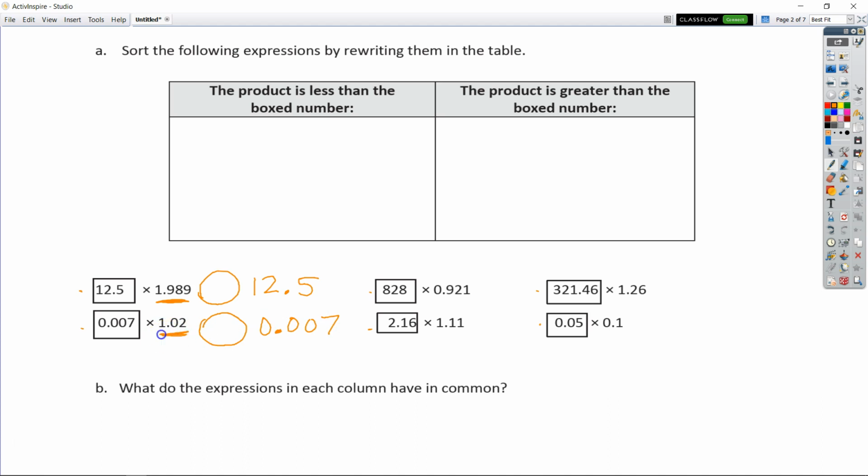Here, this is my scaling factor. Same thing here. It's greater than, or less than, or equal to. Put that number that's boxed in. It's a 2. That's my scaling factors underlined.